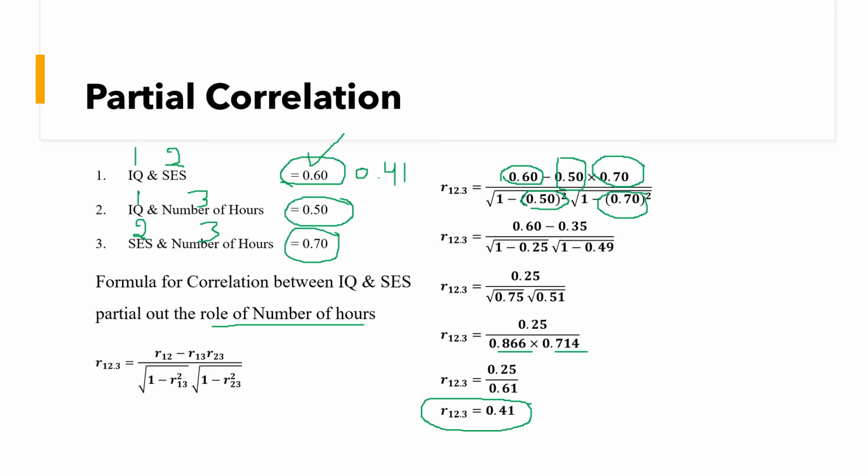But the important thing is, it doesn't mean this is the true relationship between IQ and socioeconomic status, because we just assessed the number of hours in a day they are studying. Other than this, there are a lot of variables that also play an important role. Maybe they significantly affect the relationship between IQ and socioeconomic status, but we are not studying these variables. Other than this means error variance, so some error part is also included in 0.41. So we can't interpret that IQ and socioeconomic status have a true relationship of 0.41.